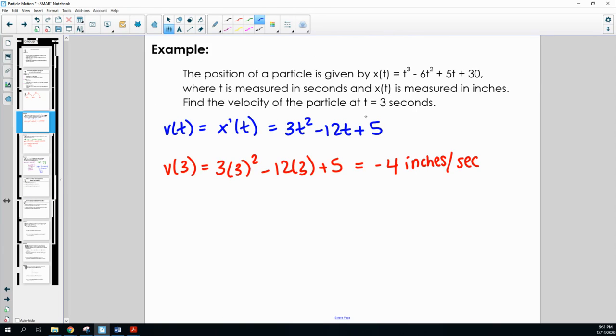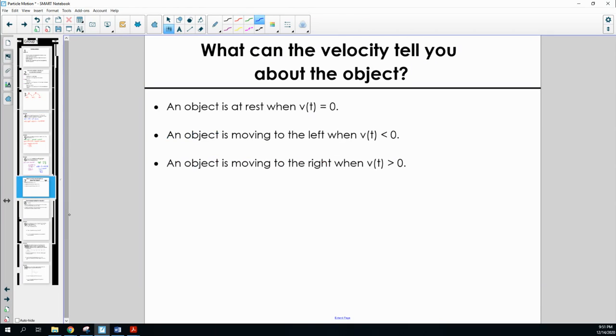So if I just go back real quick, right here, the velocity I got was negative 4 inches per second. That means that it's really moving to the left 4 inches per second because it's negative. So it's okay to have negative values. Just make sure that you understand that the negative means that it's moving to the left.